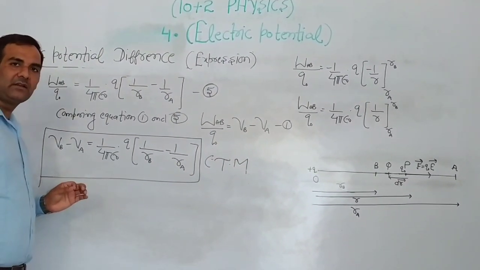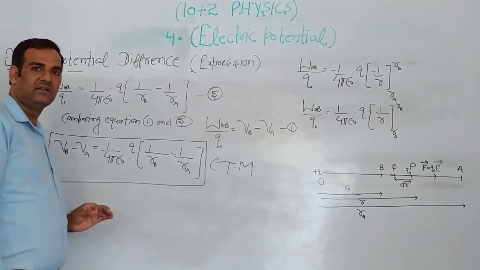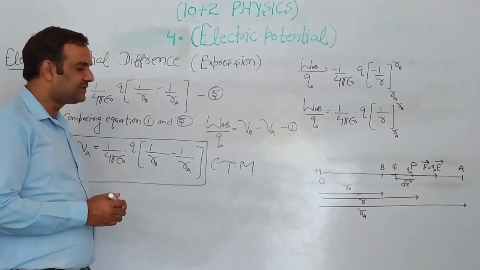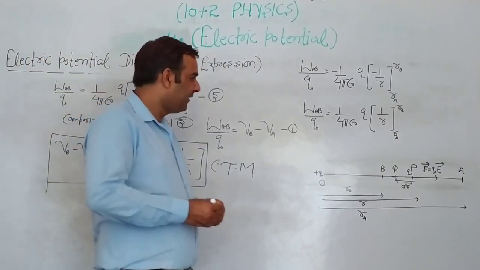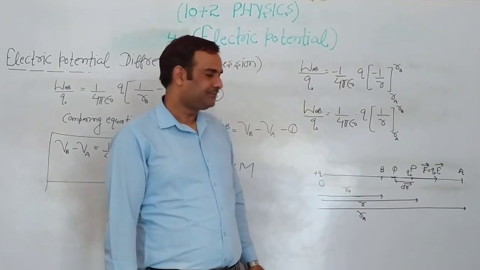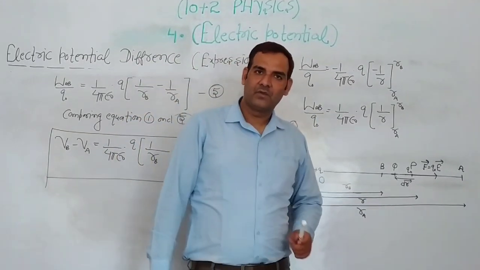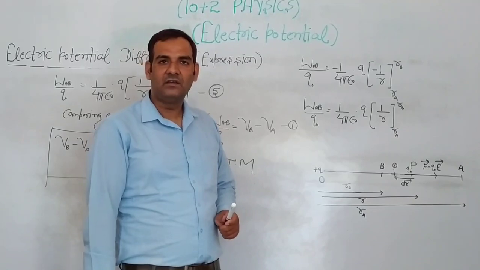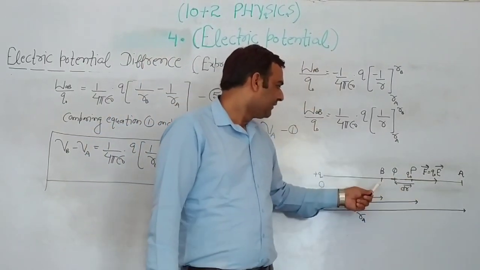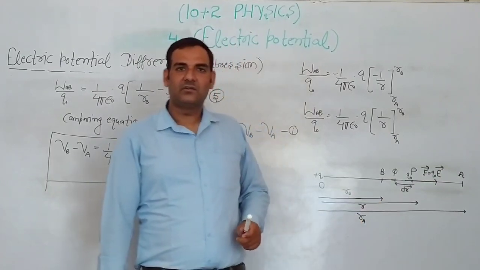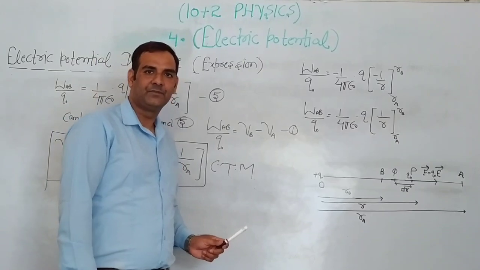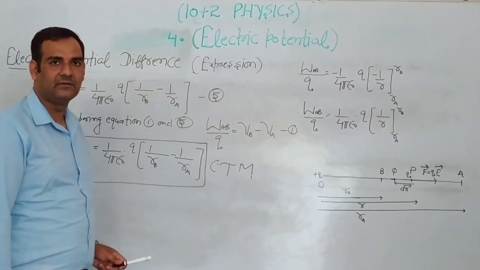And electric potential difference is a scalar quantity. So what was the electric potential difference? Electric potential difference between 2 points A and B is defined as the amount of work done in moving the unit positive test charge from this point to this point against the electrostatic force without acceleration in the electric field. Clear? Thank you. Have a nice day.